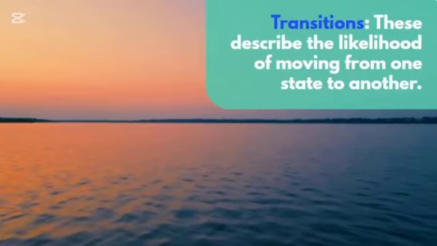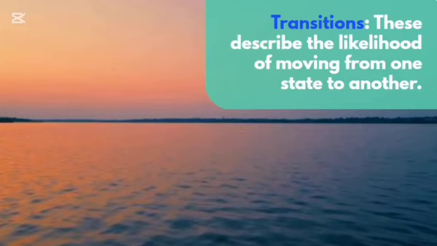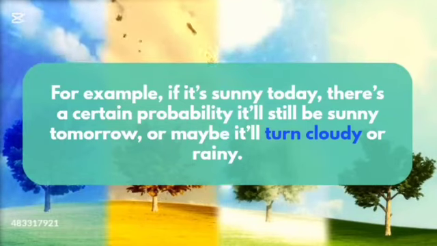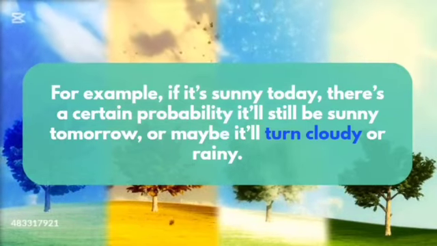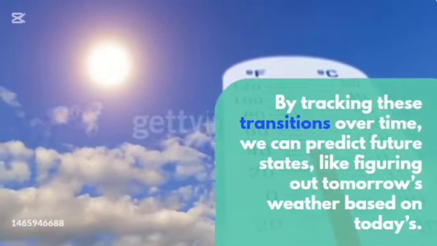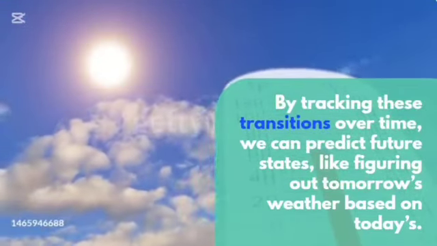Transitions, this describes the likelihood of moving from one state to another. For example, if it's sunny today, there is a certain probability it will still be sunny tomorrow, or maybe it will turn cloudy or rainy. By tracking these transitions over time, we can predict future states, like figure out tomorrow's weather based on today's.